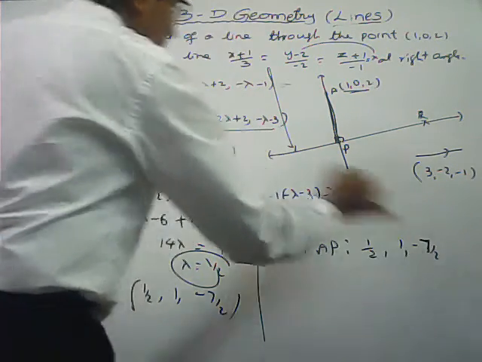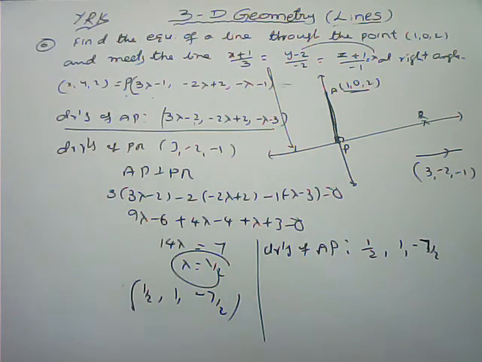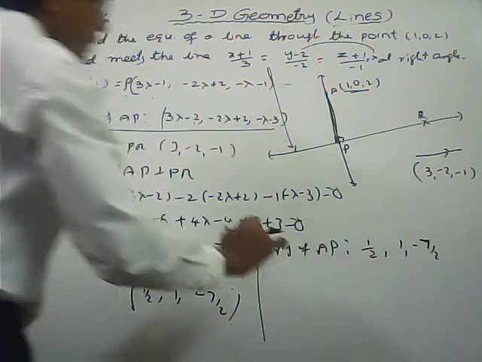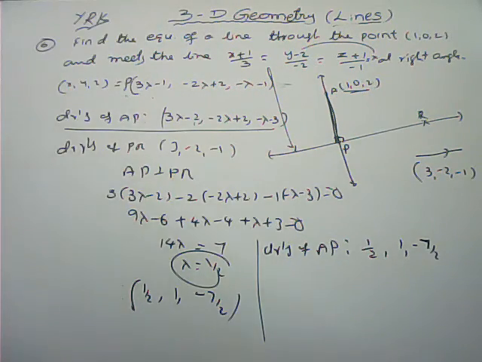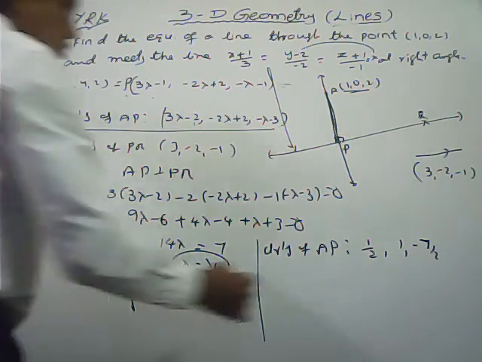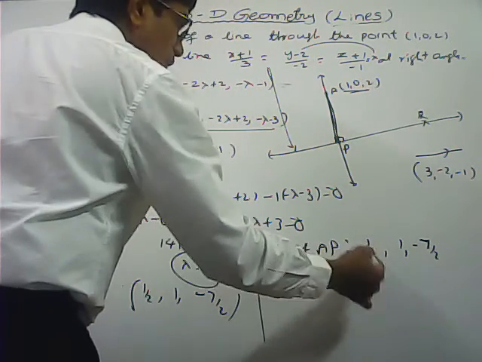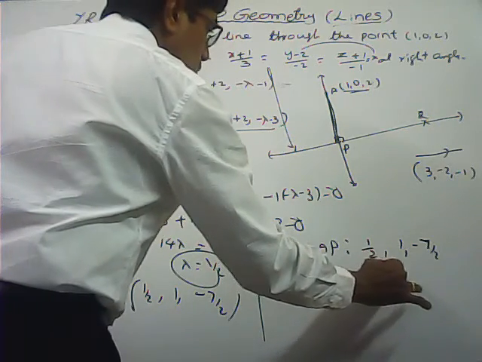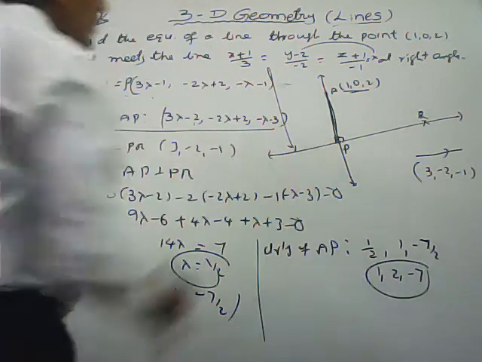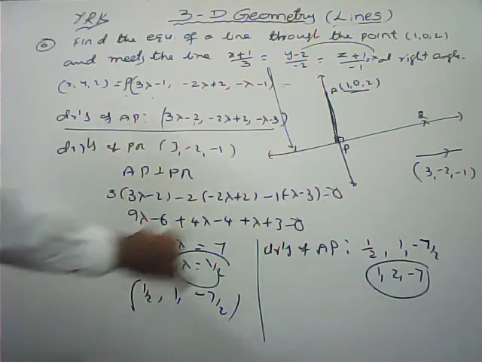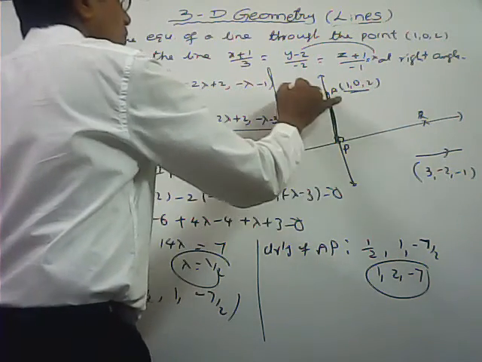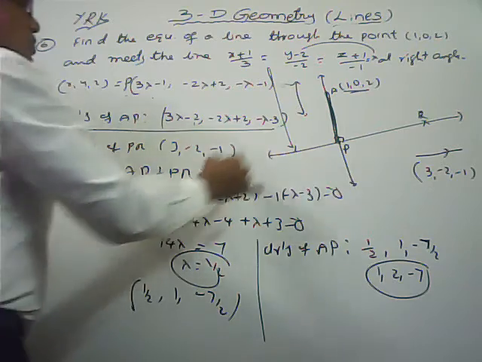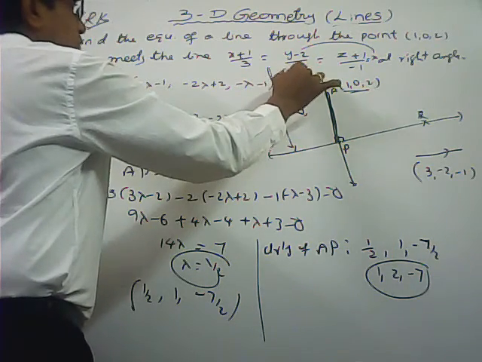If these are the DRs of AP, the numbers which are multiples of this, lambda a, lambda b, lambda c, are also said to be DRs. To remove those fractions, what is the LCM of this? 2. Multiplying with 2, we get 1, 2, minus 7. These are the DRs of AP. DRs of AP means those are the parallel DRs of the given required line. So here 1, 2, minus 7.